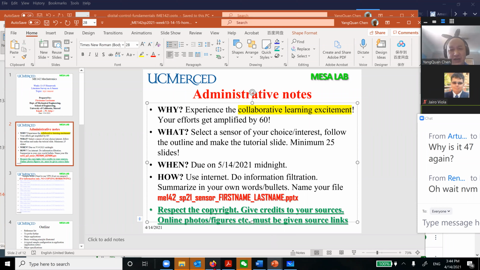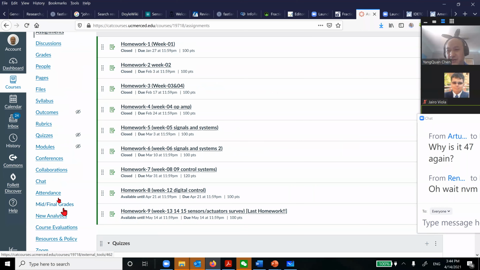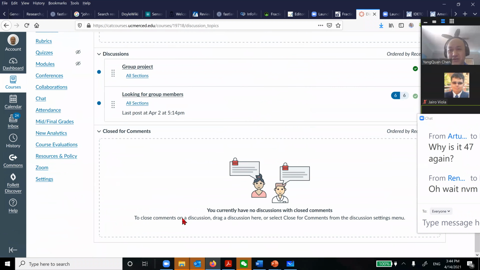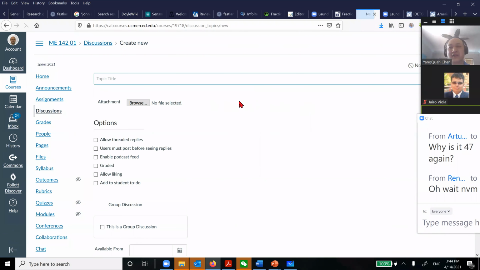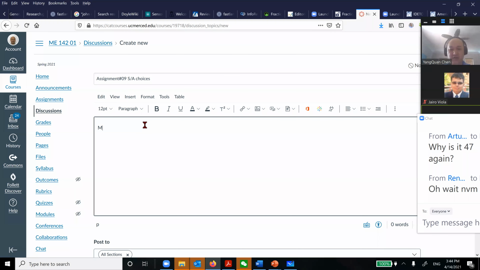And I'm going to use this discussion feature. Where is my discussion? Yeah, it's here. So I add a discussion here, and you guys can reply. Like, assignment number 9, sensors, actuators, choice. No collaboration, everybody do it yourself. My actuator is this, my sensor is this. You can write something like that.